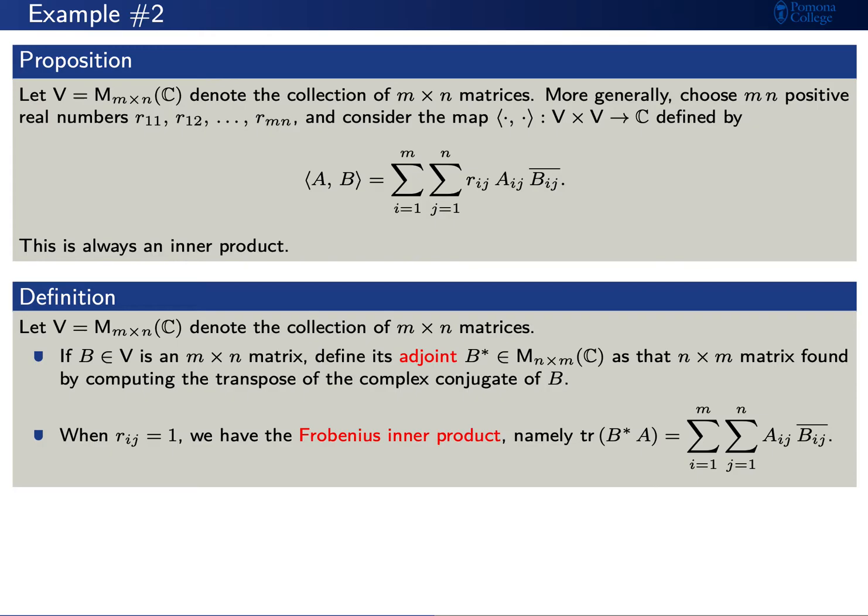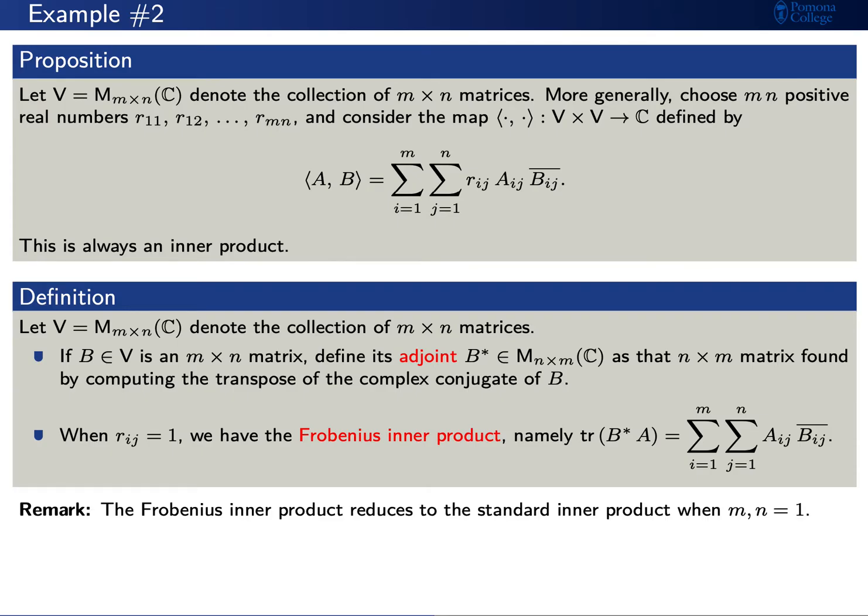We'll now make a couple of definitions. We define the adjoint of an n by n matrix as the transpose of the complex conjugate of our matrix. Whenever Rij is equal to 1 for all entries i and j, we'll call this the Frobenius inner product. That is just the sum of Aij times Bij conjugate.